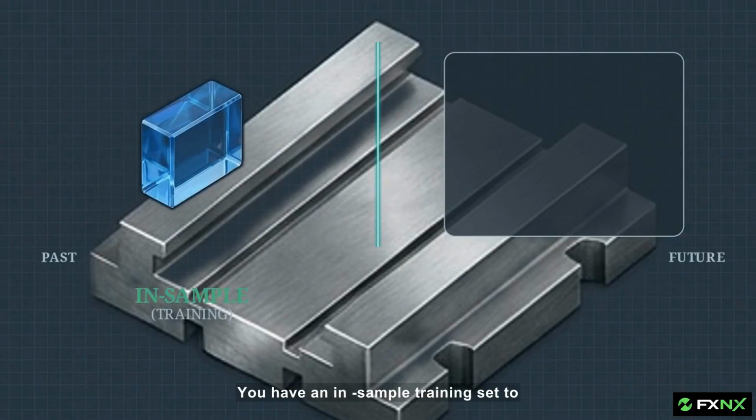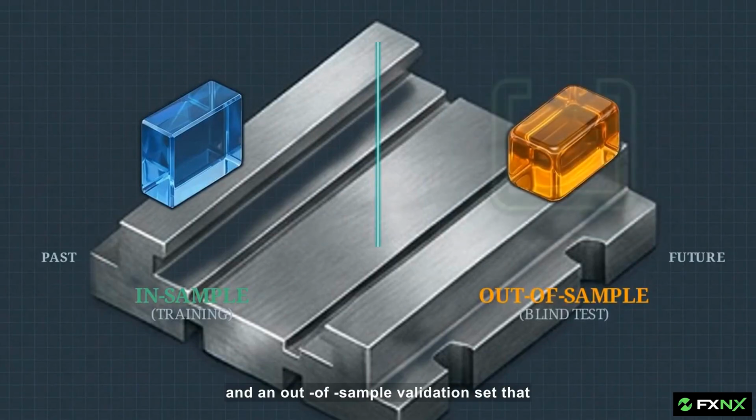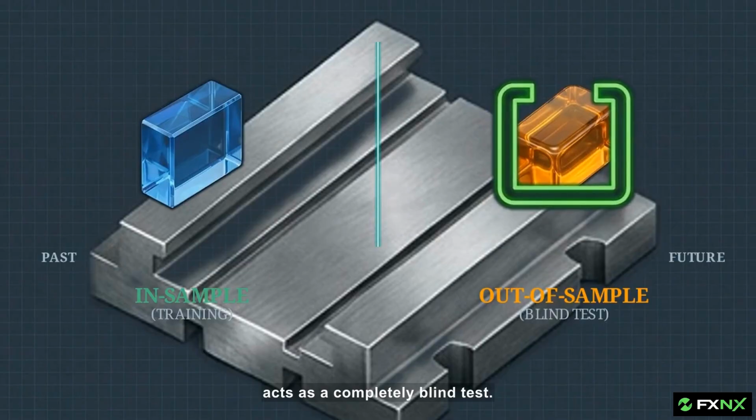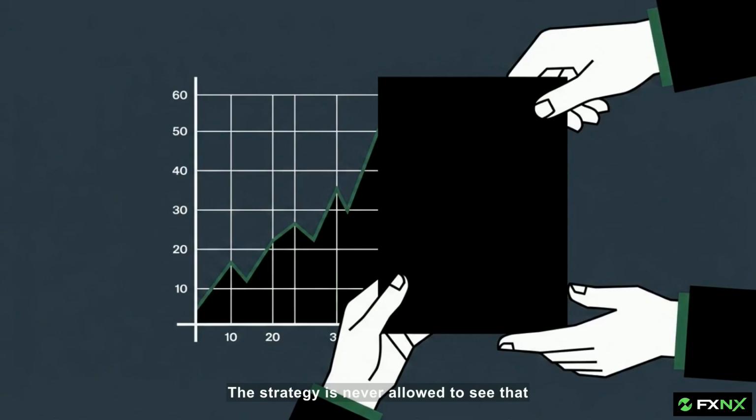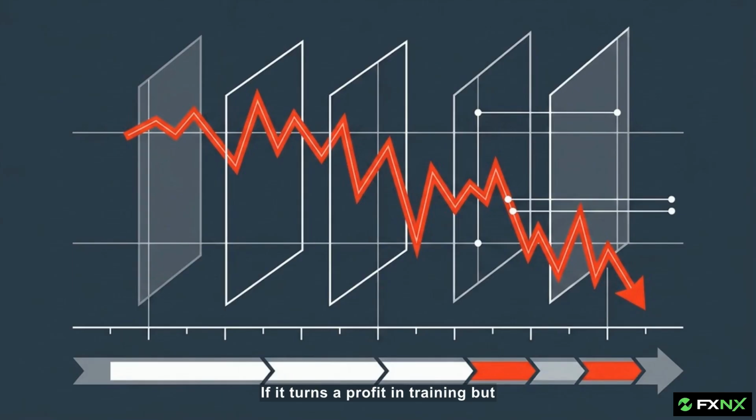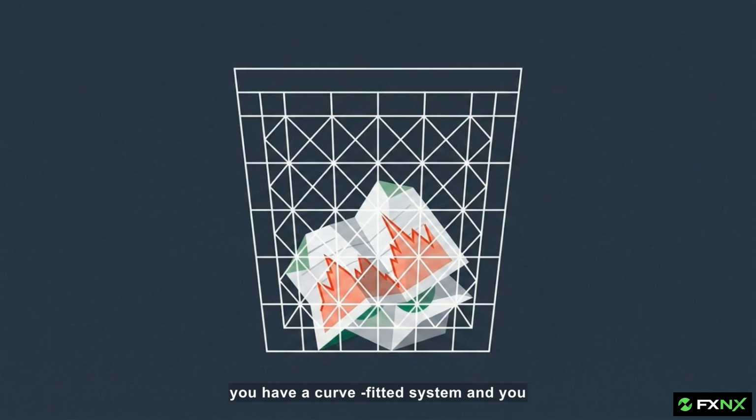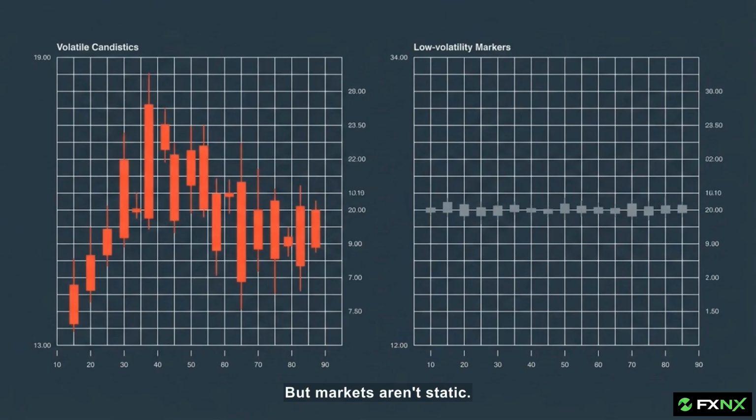You have an in-sample training set to find your parameters and an out-of-sample validation set that acts as a completely blind test. The strategy is never allowed to see that second set of data during the optimization phase. If it turns a profit in training but bleeds money on the blind test, you have a curve-fitted system and you throw it out. But markets aren't static.